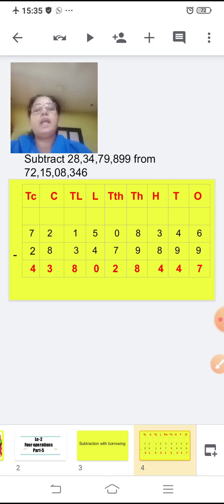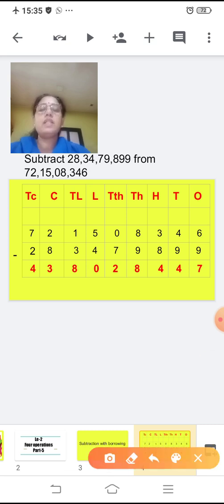Now for subtraction again we will start from the ones place. Here in the ones place it is 6 minus 9, that is, from 6, 9 is to be subtracted. Now from 6 you cannot subtract 9. So what we will do is borrow a number from the tens place. The number in the tens place is 4. So while borrowing I'll cancel this 4 and write 3, and here the number will become 16. Now 16 minus 9 will give you 7.